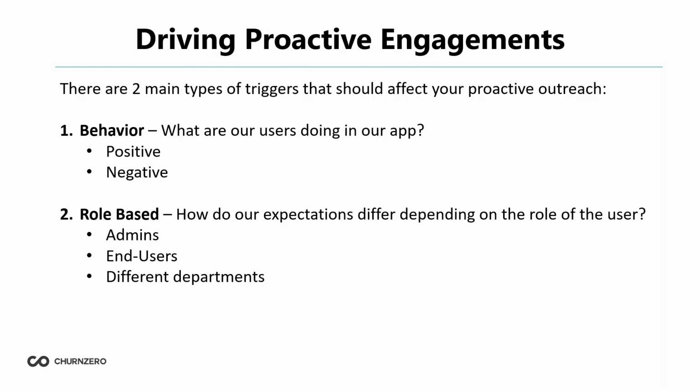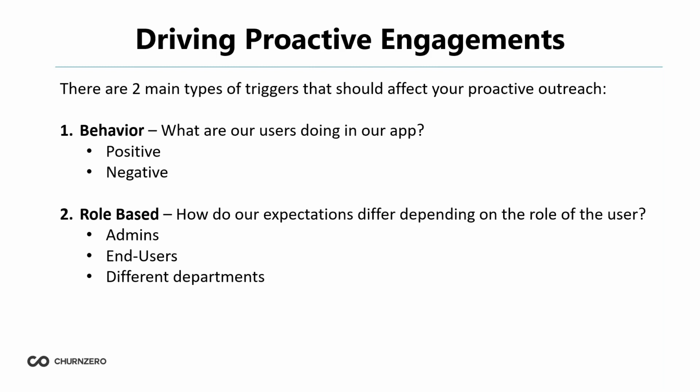So there's two types of things that we really want to use to drive these proactive engagements. Things that are behavior based. So what are our customers doing inside of our app? We want to look at positive behaviors, as we want to encourage them to continue to do the things they're already doing, especially if it's a value add or sticky feature inside of the app itself. And then we also want to look at it from a role perspective. How do expectations differ depending on the role of the user? An admin is likely going to be using the product very differently than an end user would.